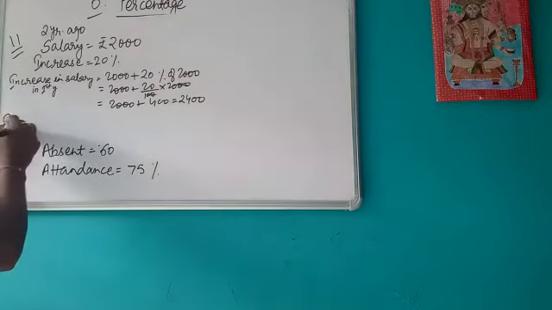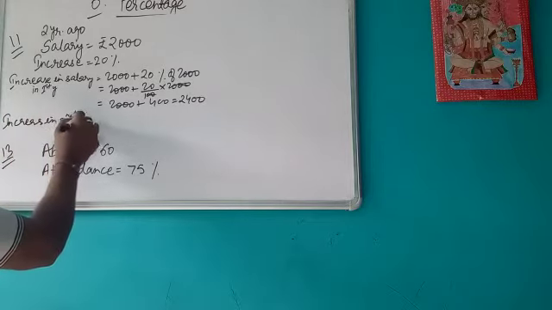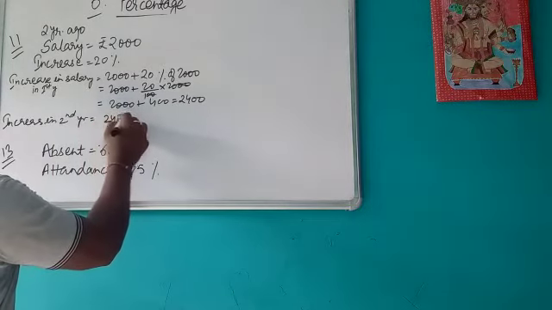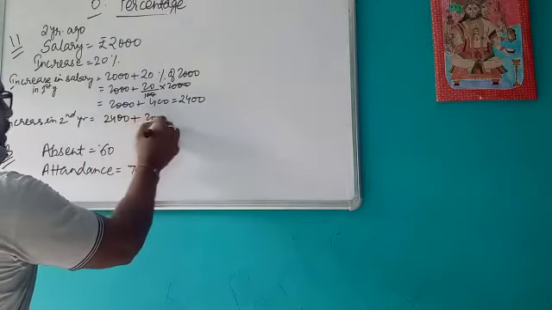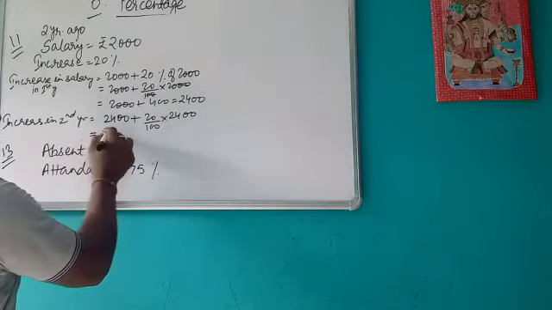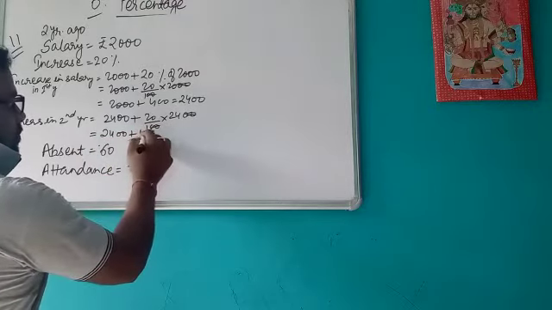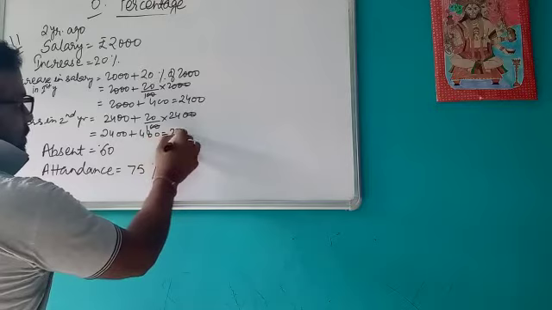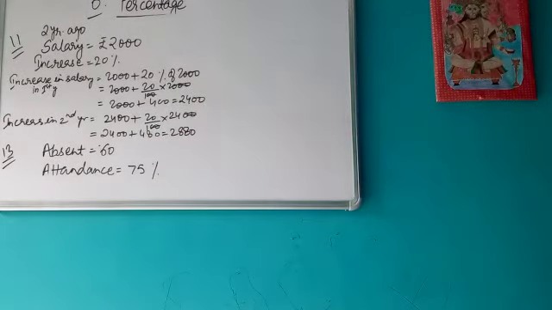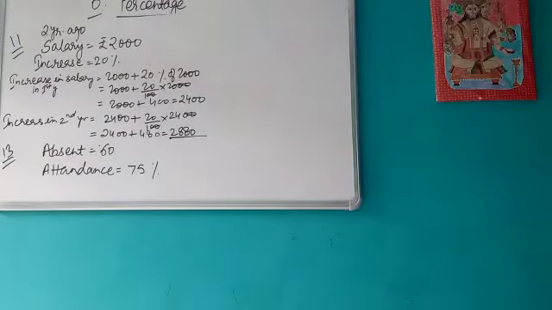Then again, in this same manner, we will calculate the increase in the second year. So it will give you how much? 2400 plus 20% of 2400. So it will give you 2400 plus 480, that is 2880. Okay, so this will be the salary after the 2 years.